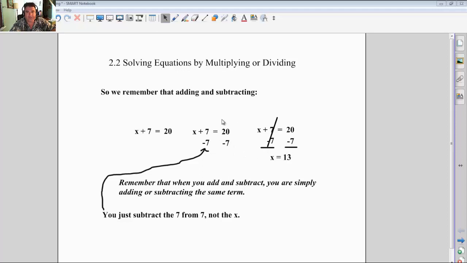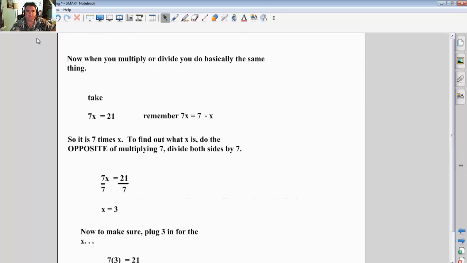How do you know that? You stick 13 back in. Does 13 plus 7 equal 20? Yes, it does. Pretty straightforward.